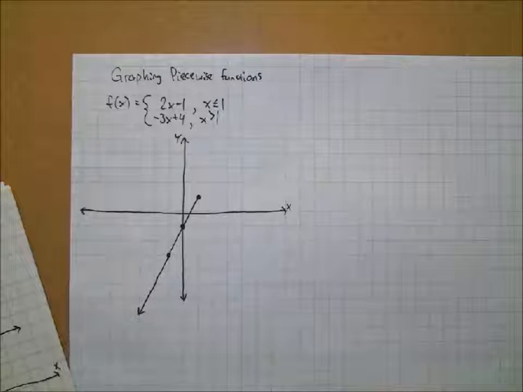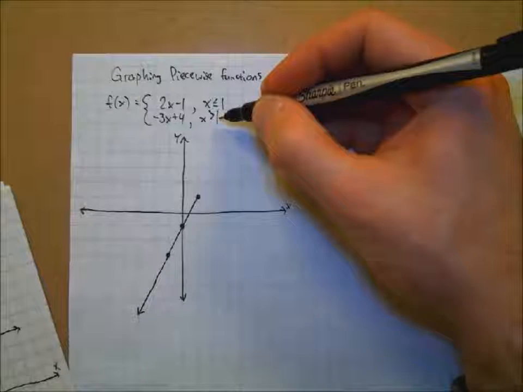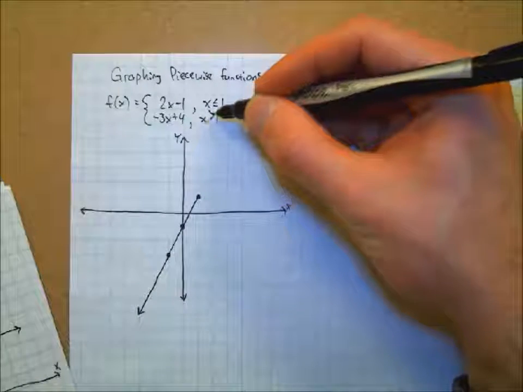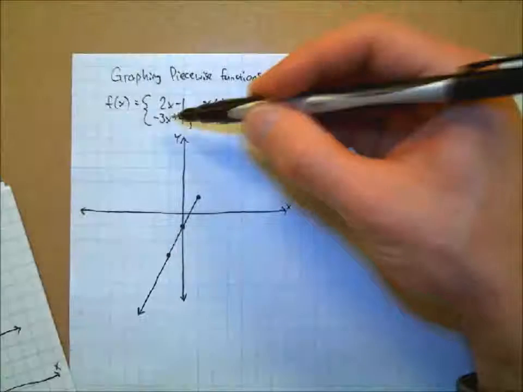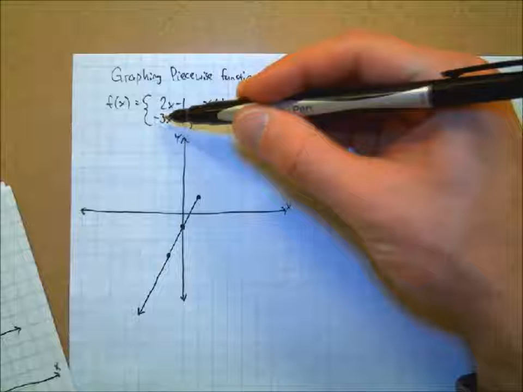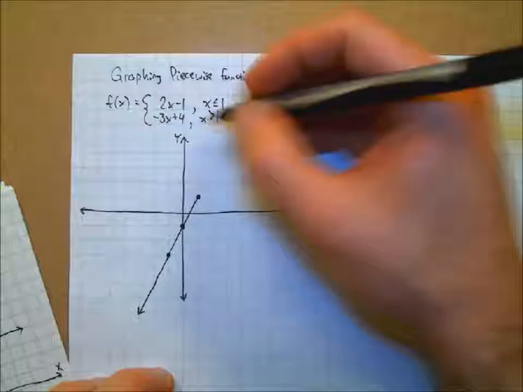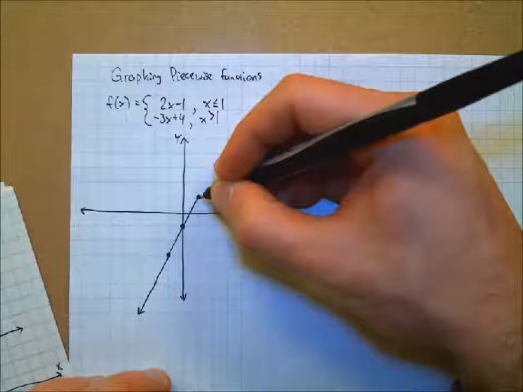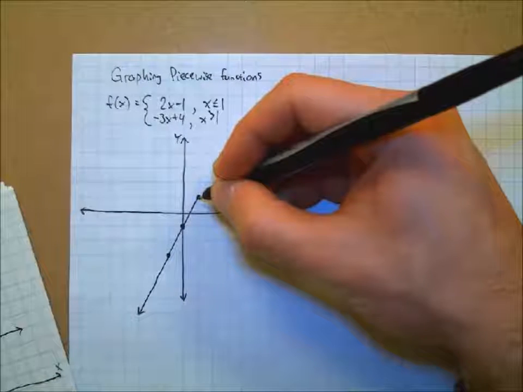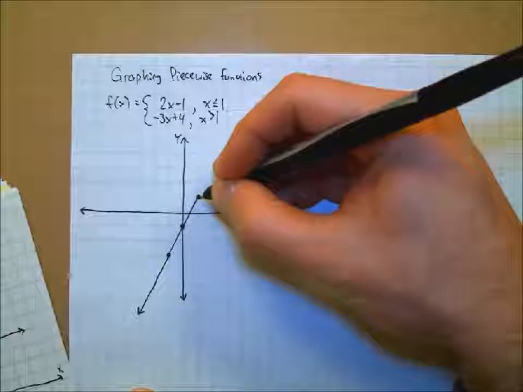Okay. The next part, we're going to start at 1. Even though it's for x values greater than 1, we're still going to start at 1 here. Okay, so we'll plug 1 in. 1 times negative 3 is negative 3, plus 4 is 1. So this bottom piece also has 1, 1. But what kind of dot should we draw for this one? An open circle, because it doesn't include that point.